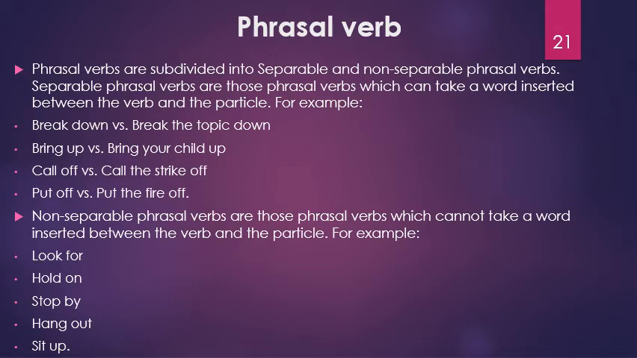Separable phrasal verbs are phrasal verbs that can allow some other objects or some other words to be inserted in between the verb and the particle. That is, for example, bring up can be bring your child up. Therefore, you can see your child comes in between bring and up. Therefore, this is what? An example of a separable phrasal verb.